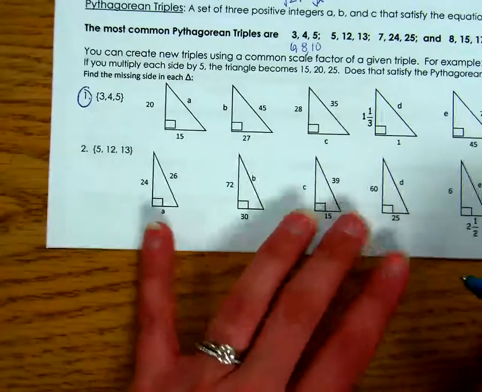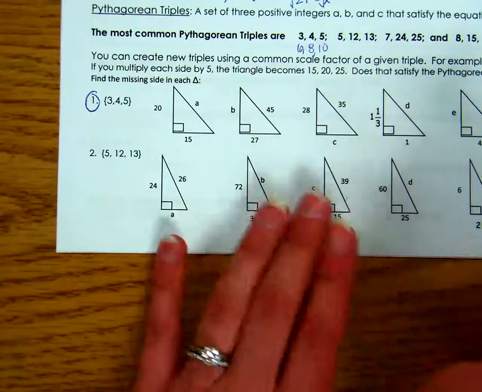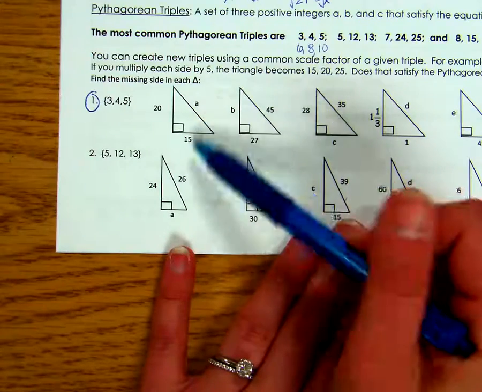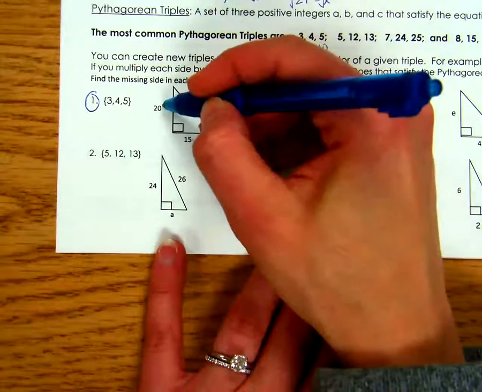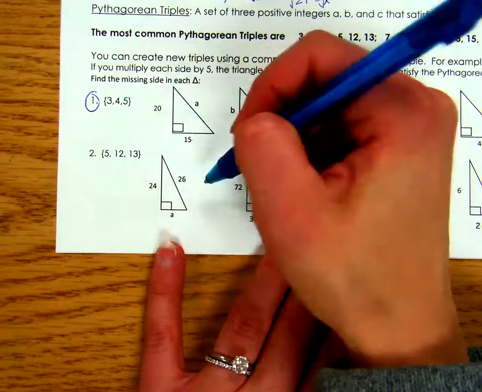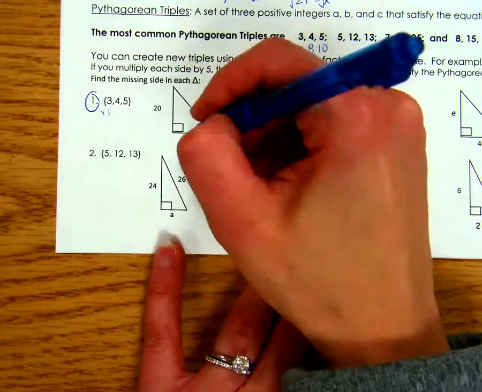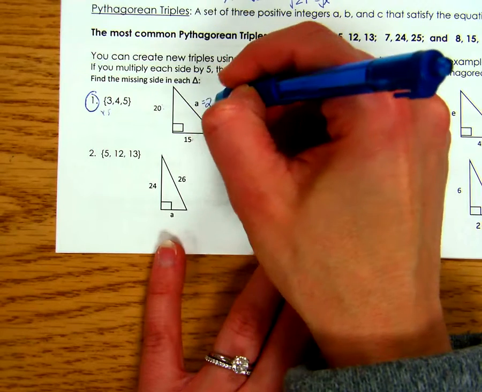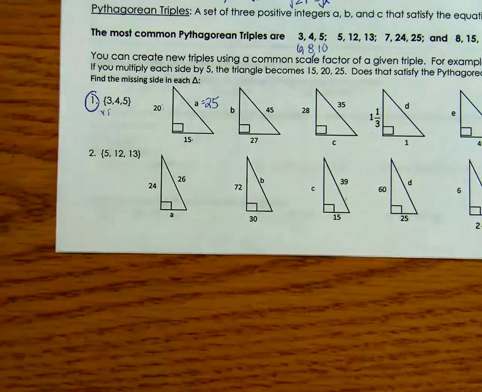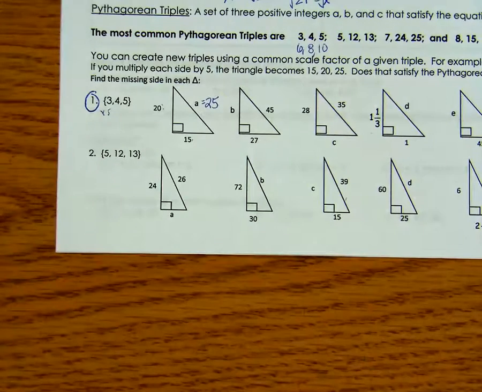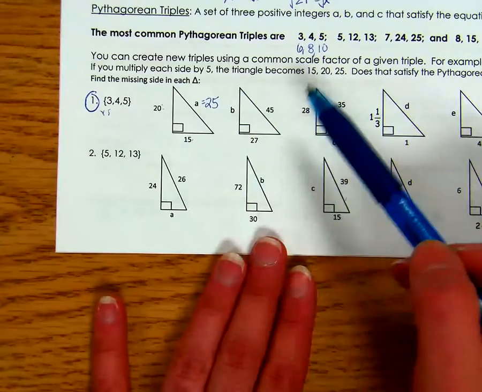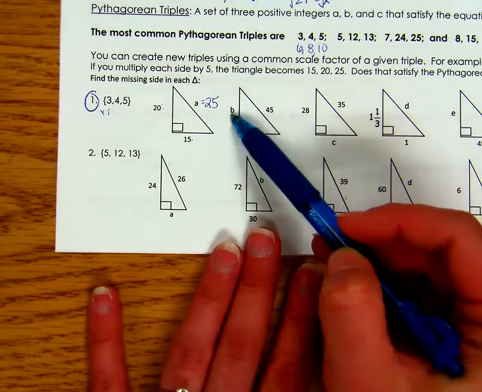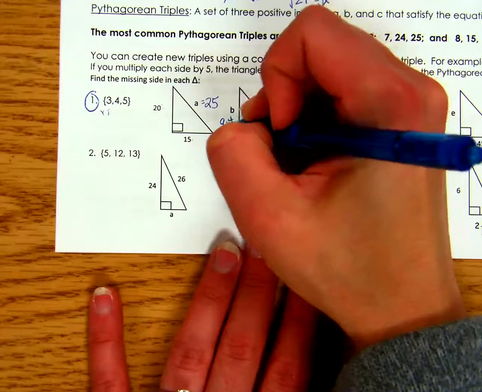So for number 1, what you're going to do for these, you'll have more on the practice, is look at how I could have scaled 3, 4, 5 up. 15 is smaller than 20, so 15 must align with the 3. So I did times 5, I did 4 times 5, so that must mean I did 5 times 5, so A must be 25. For the second one, to get to 45, I must have done times 9. So then this is 9 times 3, so this must be 9 times 4, or 36.